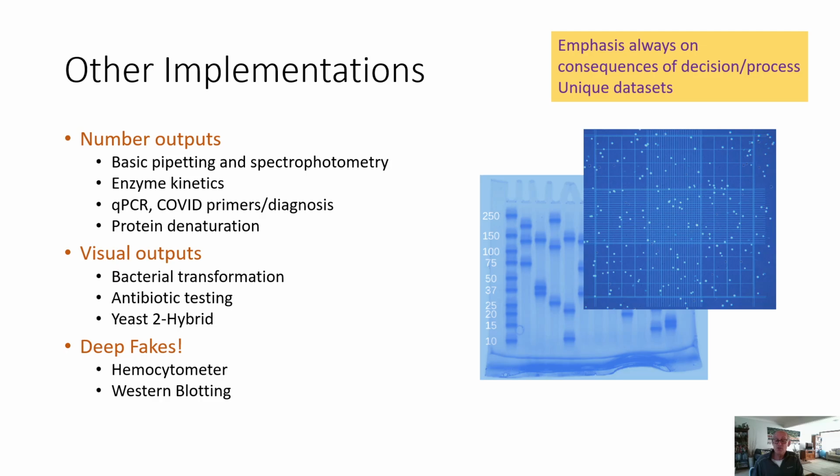Other implementations that you can see in the demonstrations are divided into three main classes really. There's number outputs, where the user gets spectrophotometric data or qPCR data, something like that. There are visual outputs where they're getting pictures of plates with colonies growing on them. And there's even what I call deep fakes, where I'm actually producing outputs that visually depict and are almost indistinguishable from the real thing.